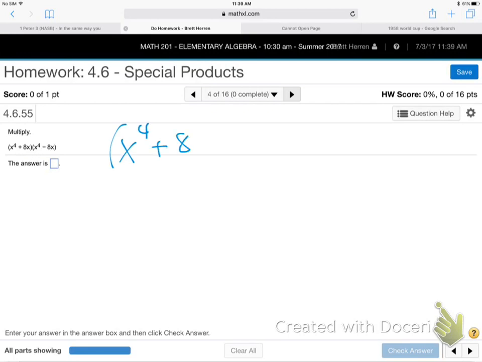x to the 4th plus 8x, x to the 4th minus 8x. Same two things, one with the plus, one with the minus. Can you jump right to the answer?